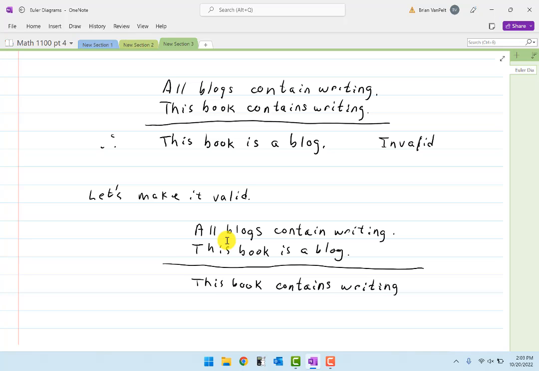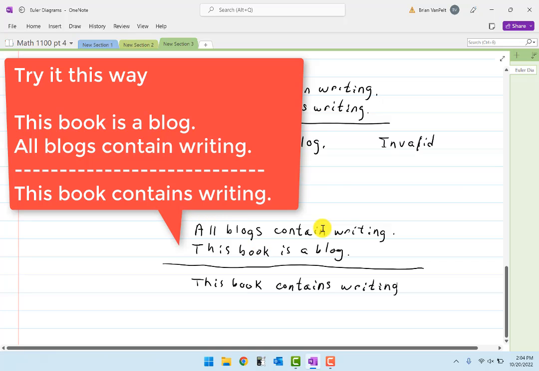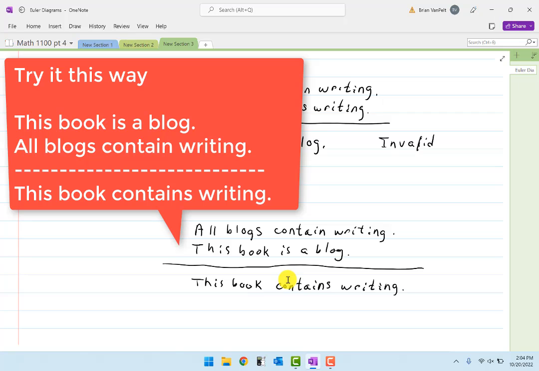So what we have here is a little complicated, but this book contains writing does follow. Let's concentrate on this book. All right, so I have this book in front of me. This book I know to be a blog. And I know that all blogs contain writing. So this book is a blog implies that since it's a blog, it contains writing. Therefore, this book contains writing is valid now.